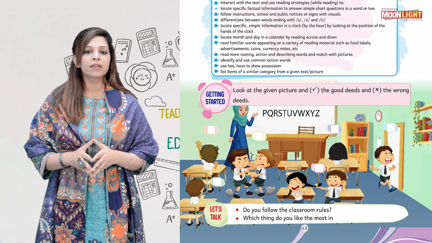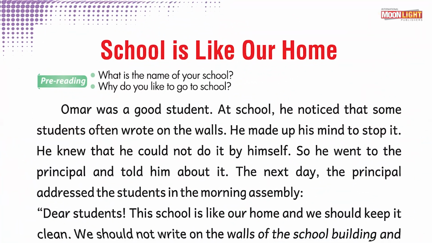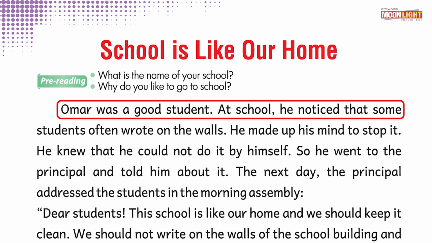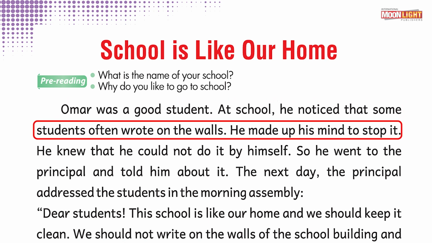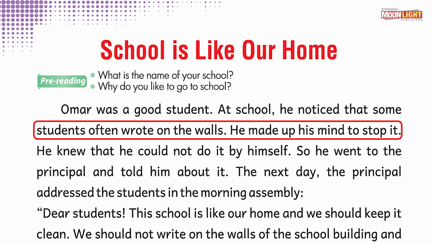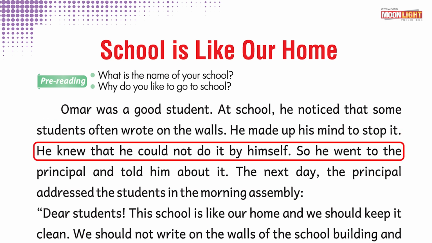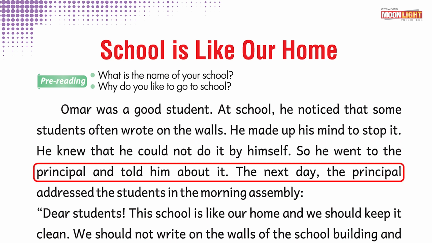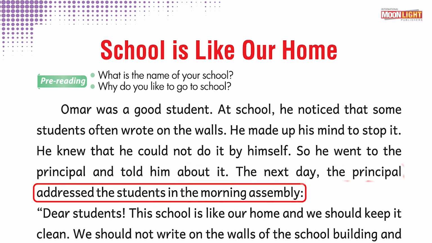Now it's time to start our reading session. Let's start. Umar was a good student. At school, he noticed that some students often wrote on the walls. Noticed means observe. He made up his mind to stop it. He knew that he could not do it by himself. So, he went to the principal and told him about it. The next day, the principal addressed the students in the morning assembly.